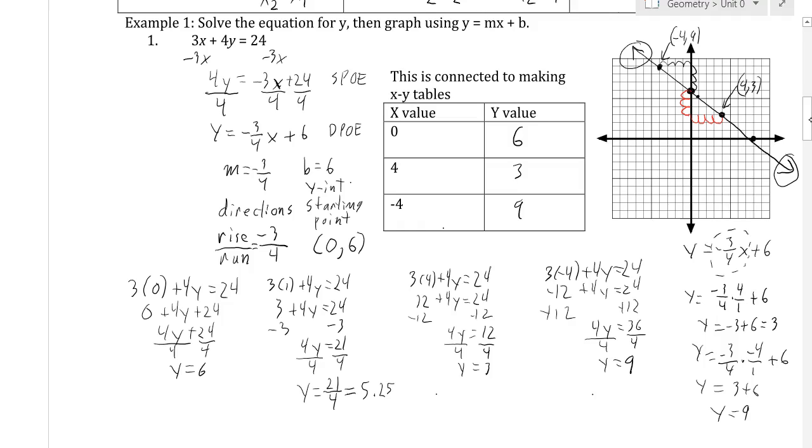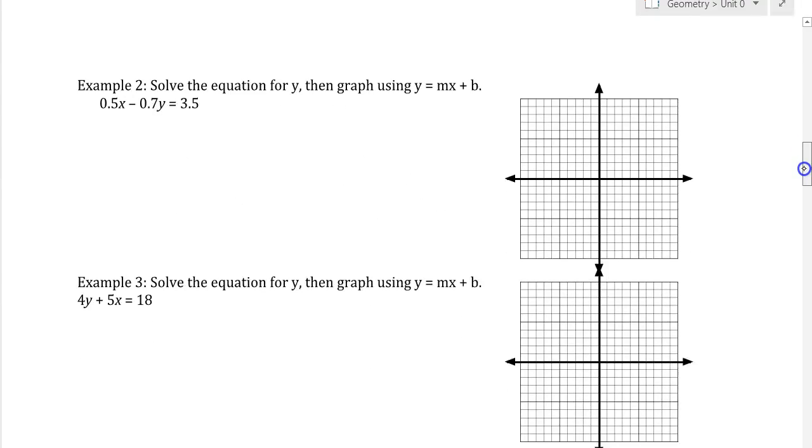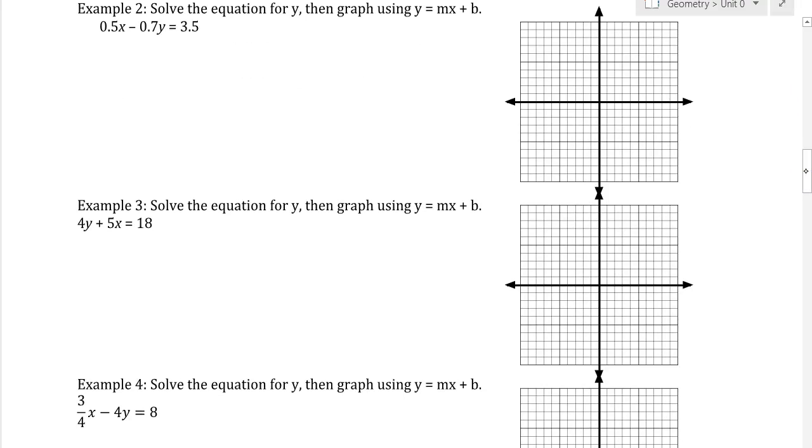So, I mean, if you wanted to plot 1,000,000 points on your XY table, you could probably graph the most complicated graphs out there. You would spend all day just making your XY tables, but that's neither here nor there. So let's do some without doing the XY tables. Let's just solve the equation for y, then graph using y equals mx plus b.